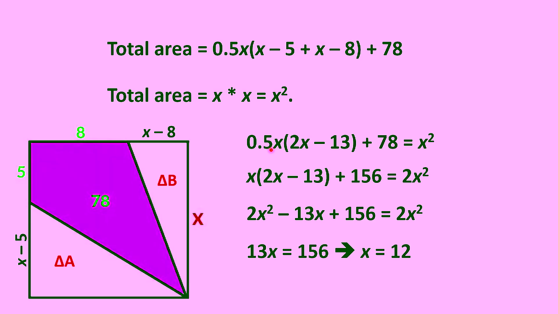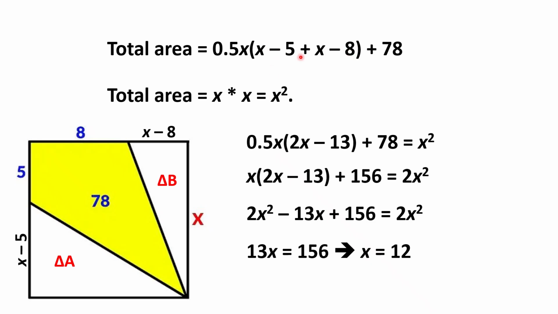So 0.5x into, now adding x minus 5 plus x minus 8, you will get 2x minus 13, plus 78 equal to x squared. That is x into 2x minus 13 plus 156 equal to 2x squared. We are multiplying both sides by 2. So x into 2x is 2x squared, x into 13 is 13x, so we get 2x squared minus 13x plus 156 equal to 2x squared. Cancel out 2x squared from both sides. We get 13x equal to 156, or x equal to 12. So the side of the square is 12 units.